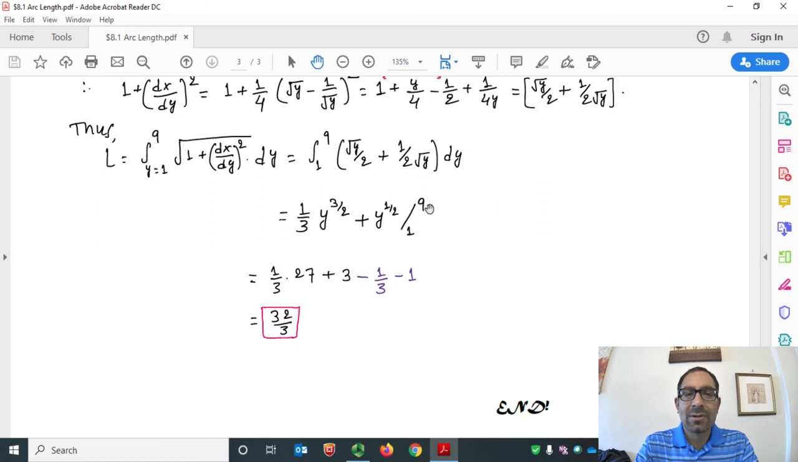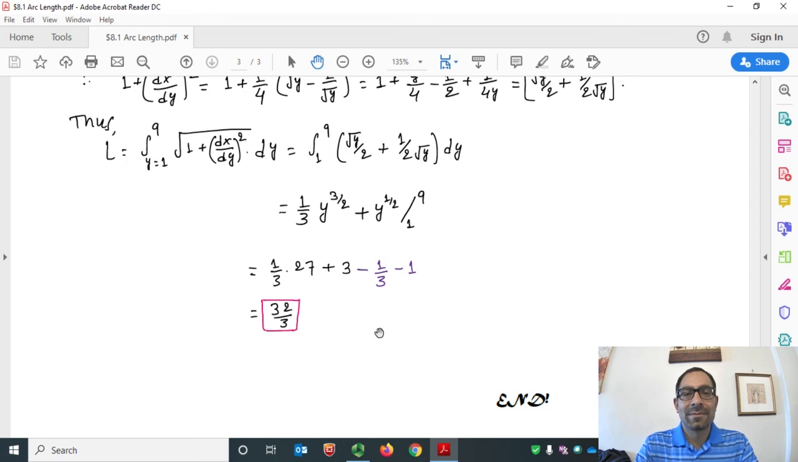Then put y equals 9 minus y equals 1 and simplify. It gives you the arc length is 32 over 3. Awesome. Now we have finished the arc length in today's class. Thank you.